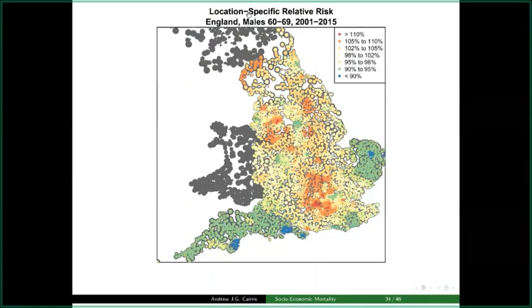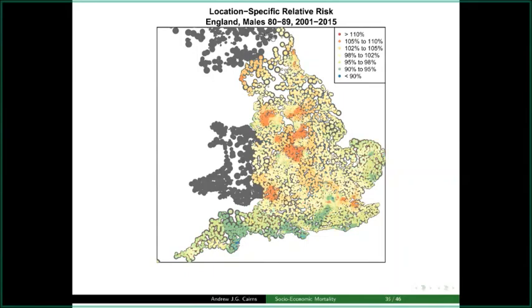Then if we move now to the males 60 to 69, the hotspots to the west of London are now a bit closer in. Previously they were a bit further out. Again, some sporadic hotspots in the north of England. And then the other thing that we see in this chart is an emergence in the southwest of England of some blues and greens. For this particular age group, we might associate this with healthier people who've got a good pension taking early retirement and retiring to the southwest coast of England.